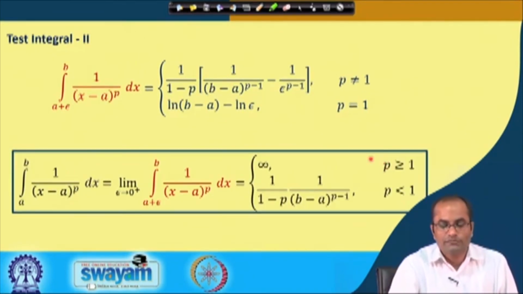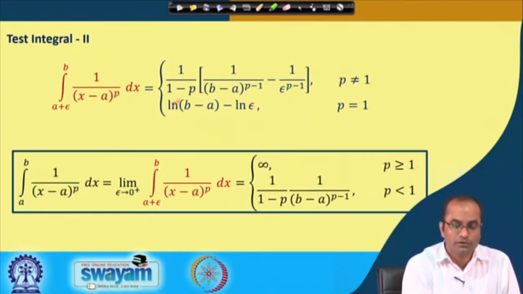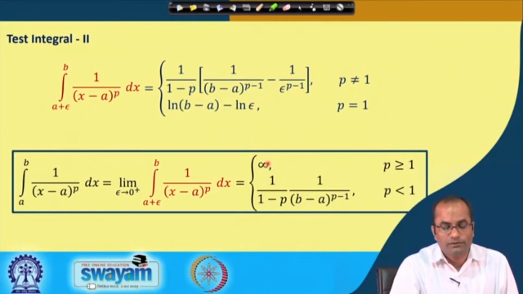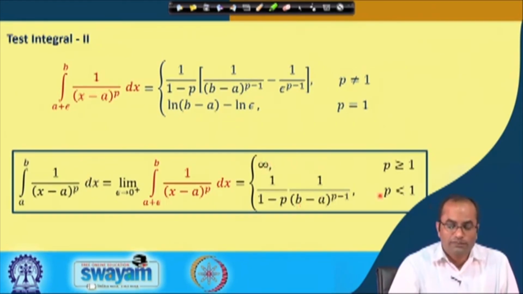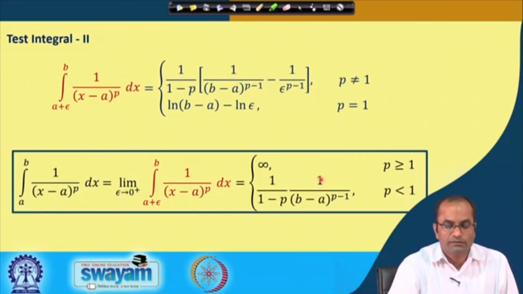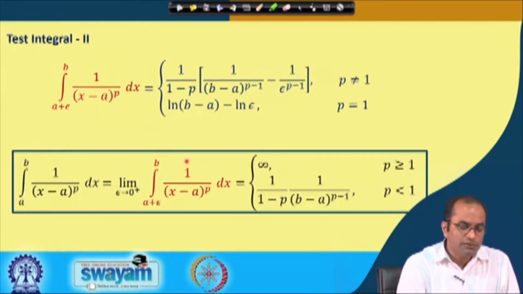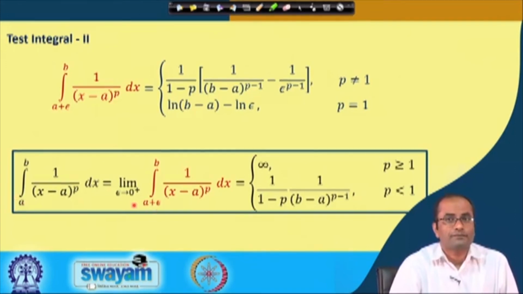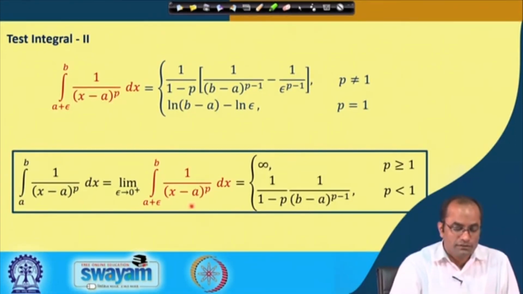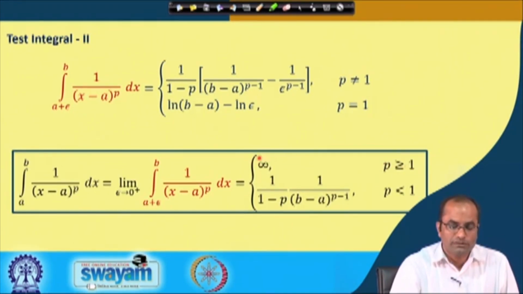So, we have the situation when p is greater than or equal to 1: in that case this integral is not converging, it is diverging, and the value is going to plus infinity. And when p is less than 1, we have a finite value of this integral, which is given by 1 over 1 minus p times 1 over (b minus a) power p minus 1. Again, this integral will be used as a test integral in further lectures, and we will use this result: for p greater than or equal to 1, this is infinity, and this integral converges when p is less than 1.